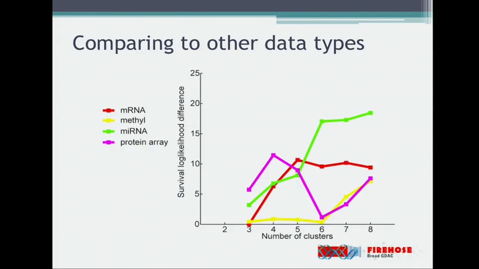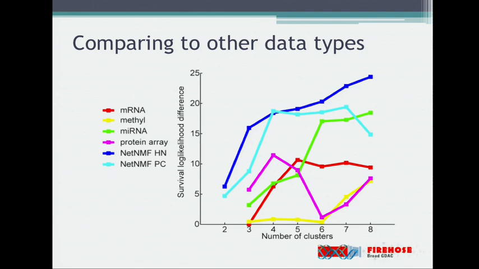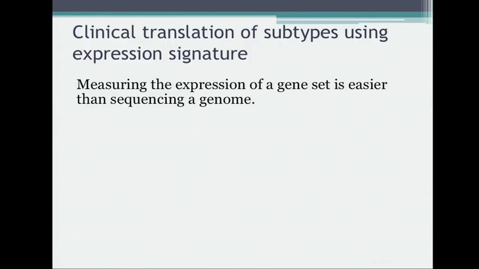If we compare to other data types, which we could thankfully download from Firehose, we see that they also get some sort of likelihood ratio performance. However, it is inferior to what we get when we use different networks. So our method both recovers different subtypes and subtypes that are actually more predictive of survival.